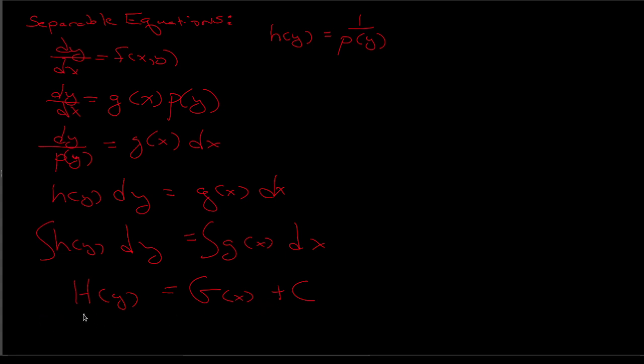This lets us, if we can, solve for y as a function, but this does not always guarantee there will be a functional form. Sometimes implicit forms come out of this. And so this is the process for separable equations. We sometimes call it separating the variables.